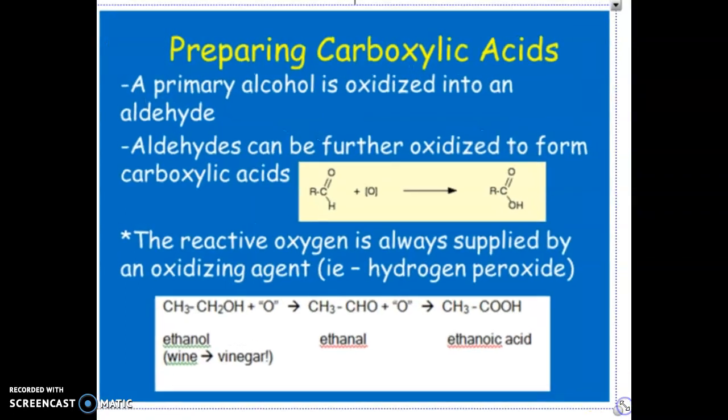Okay, so let's look at reactions. How do we do a reaction to prepare a carboxylic acid? We're doing another oxidation reaction. If you remember, we saw this before when we looked at the production of aldehydes and ketones. In order to make an aldehyde, we have to have a primary alcohol that is being oxidized.